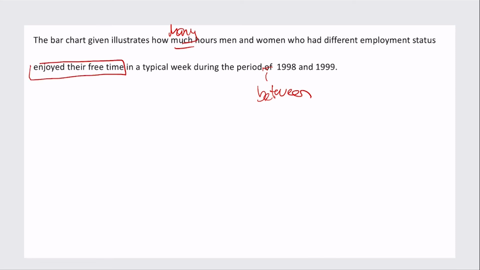Enjoyed their free time. It's not how much they enjoyed it. It's not a measure of did they like it or not. It's literally how many hours. So it should be the bar chart given illustrates how many hours men and women who are different employment status.